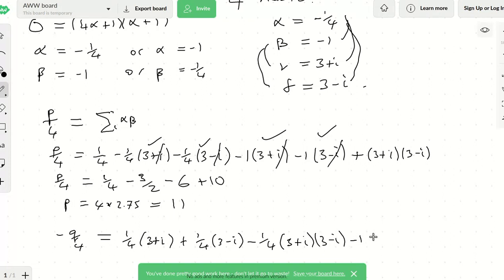And then minus 1 times by 3 plus i times by 3 minus i. This is really good practice, this topic, for developing a systematic approach.